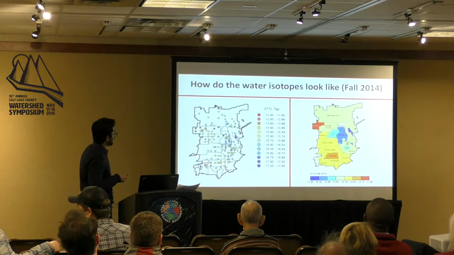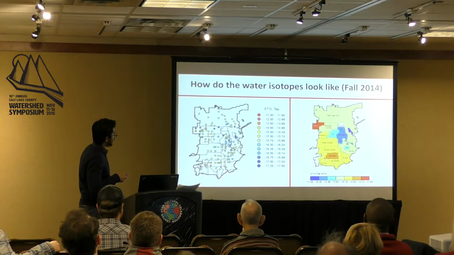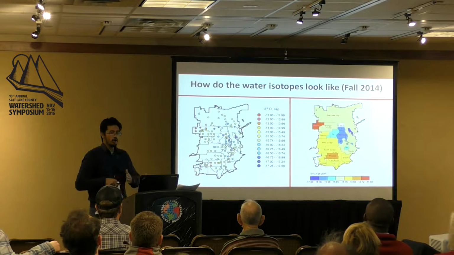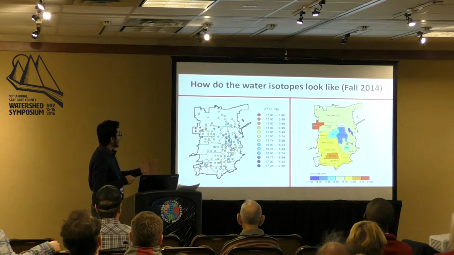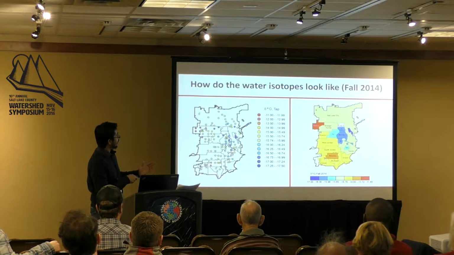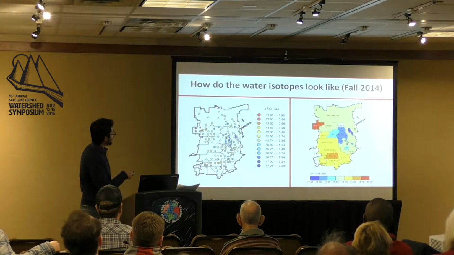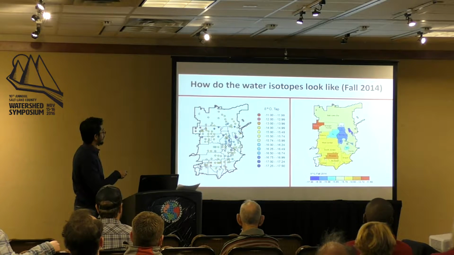Another thing that I want to point out is look at these two dots here. These two samples were collected across the street. One was in Magna and one was in Granger Hunter or West Valley. And we see a big difference between these two isotope ratios.